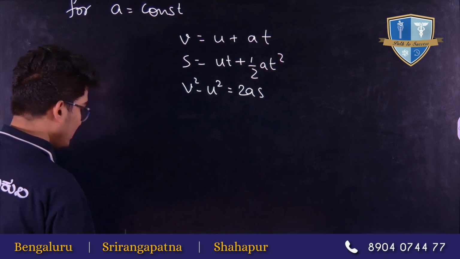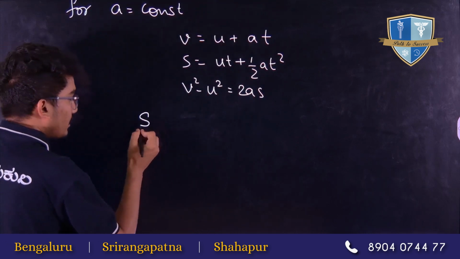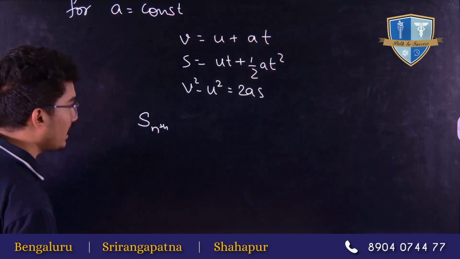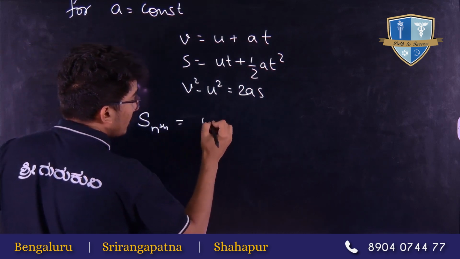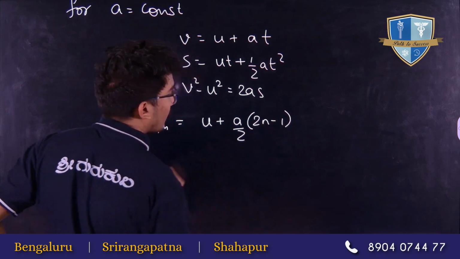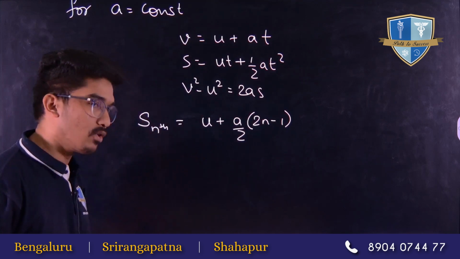Now, another important formula in this chapter is displacement at nth second. If you have studied the formula, it is u plus a by 2 into 2n minus 1. Sir, what will we do if we don't remember this formula? If you don't remember this formula, you remember the concept.